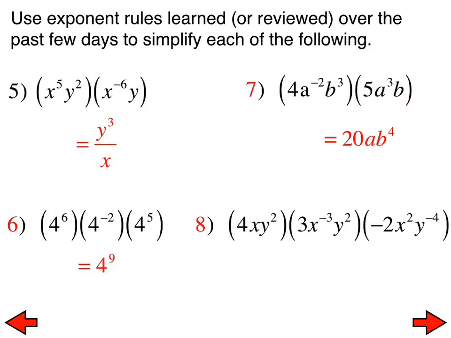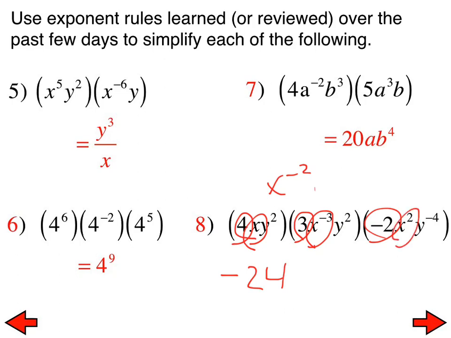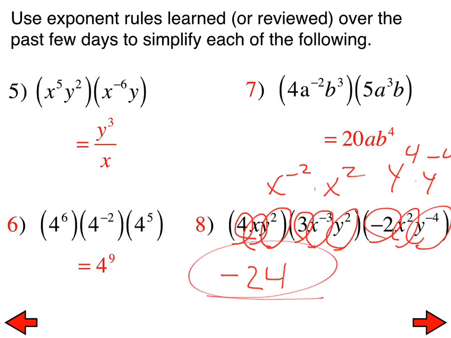And then number 8, we can deal with this one the same way we dealt with number 7. 4 times 3 times negative 2, those are coefficients. And then x to the negative 2 times x squared, that's x to the 0, which is just 1. So we don't have any x's in our answer. We have y squared times y squared, that's y to the 4th. I'm multiplying that by y to the negative 4. That's y to the 0 power, which is 1. So we just end up with negative 24 for that one.